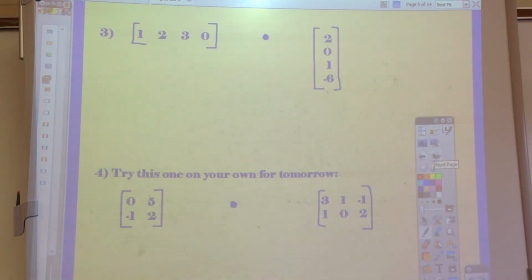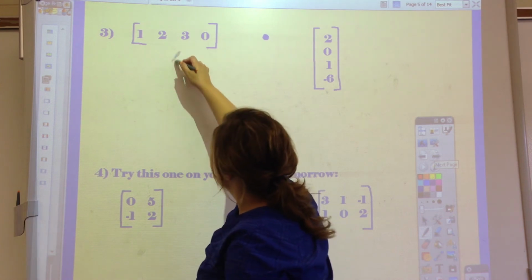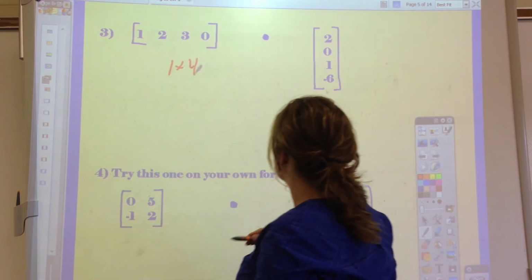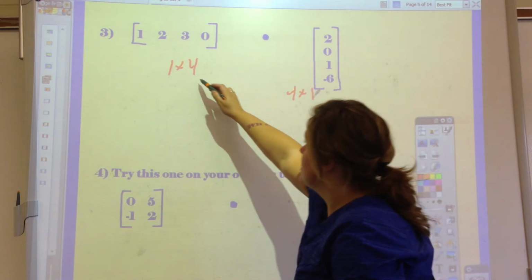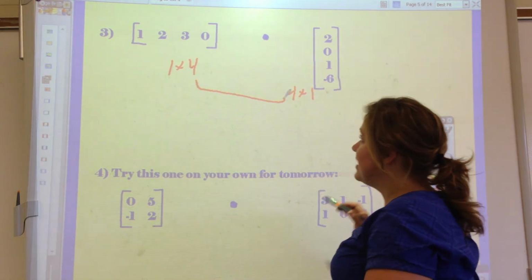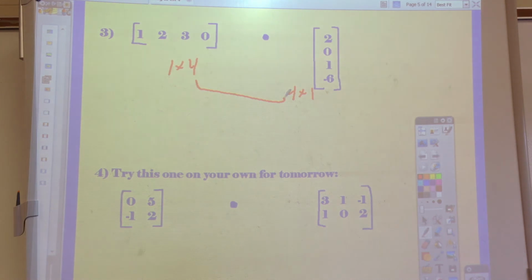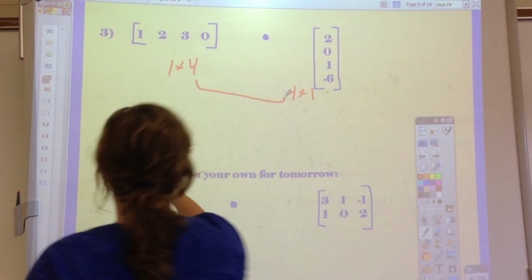We're going to do one more together, and then I'm going to have you try one on your own for tomorrow. Number 3, notice that I have a 1 by 4 matrix and a 4 by 1 matrix. My inner dimensions are the same, and I'm expecting a 1 by 1 matrix. What's that going to look like? Hopefully you agree it's just going to be one entry.